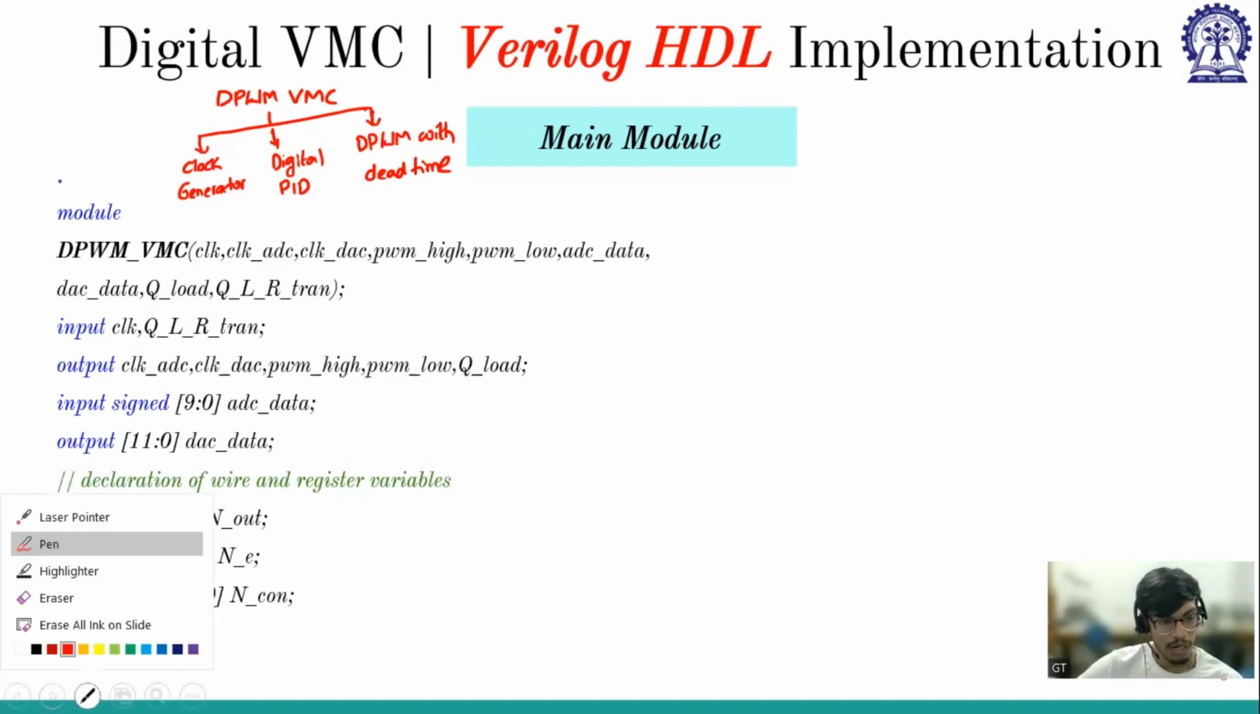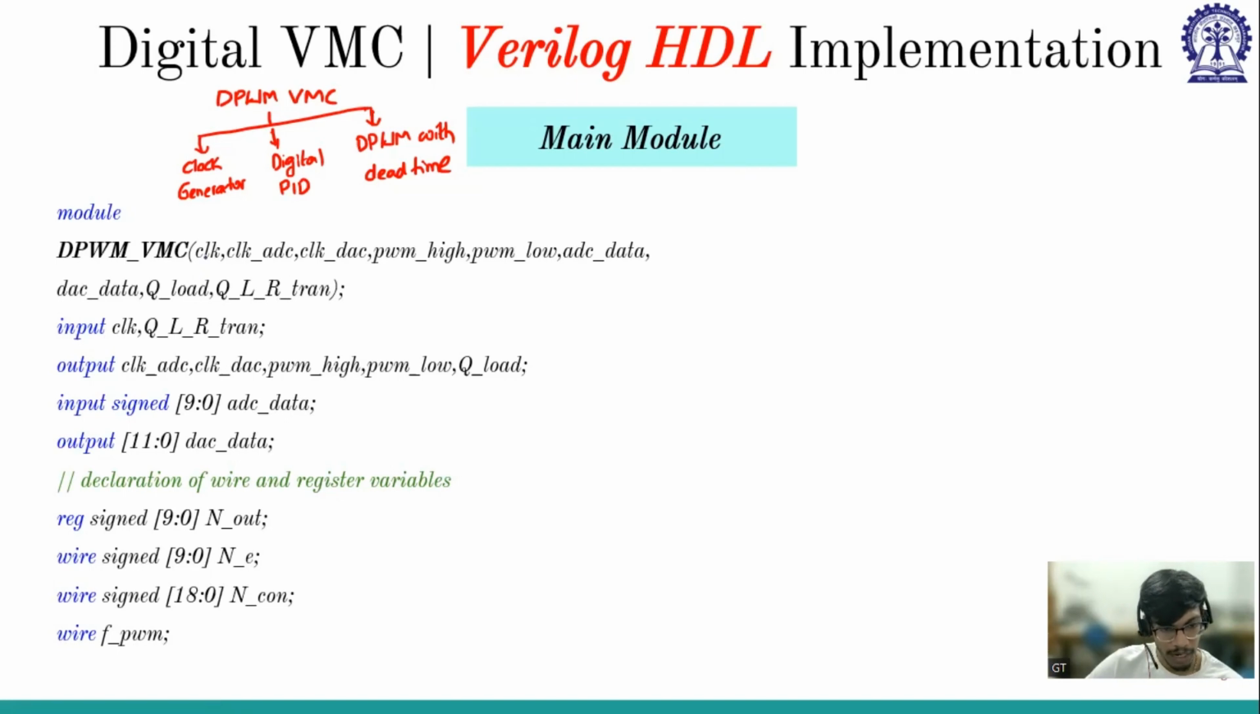So DPWM has multiple ports: clock ADC, clock DAC. Even the clock DAC is not used in voltage mode control. SAR has put it, but SAR is not using it. PWM high, PWM low, ADC data, DAC data, Q load, QLR trend. And these are all the ports.